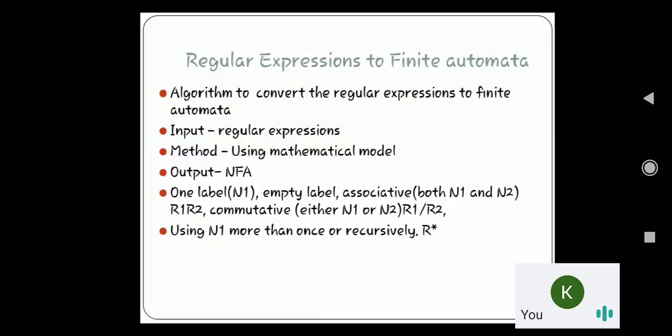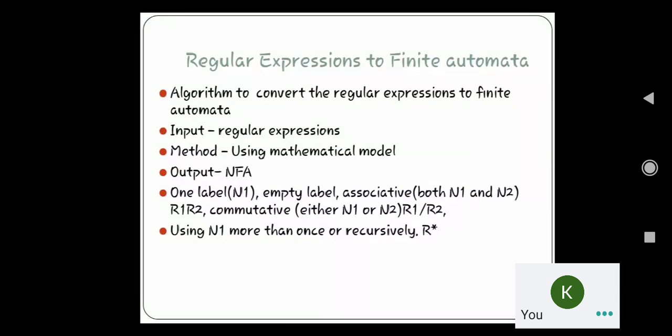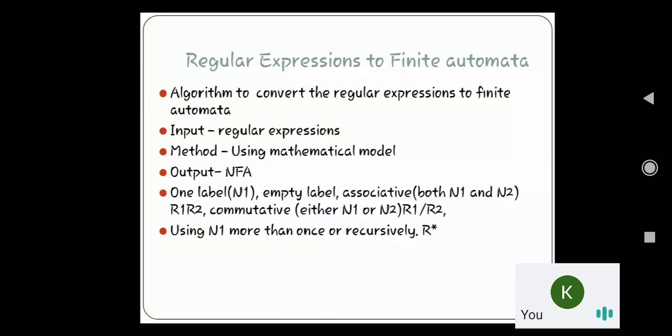And then the last one: using N1 more than once, or recursively. So here in the fifth general form, it's going to be very simple. You have an N1 or NFA1. We are going to use the same N1 or NFA1 more than once, like a looping process. Normally in an NFA we use these loops, where the same state gets executed more than once. So these types of loops may occur in an NFA diagrammatic representation.